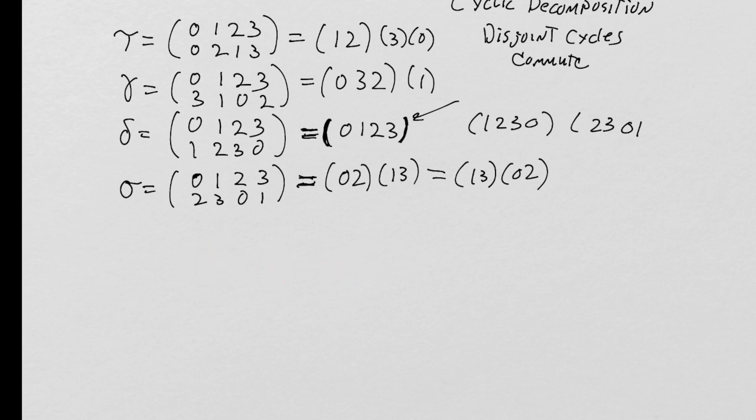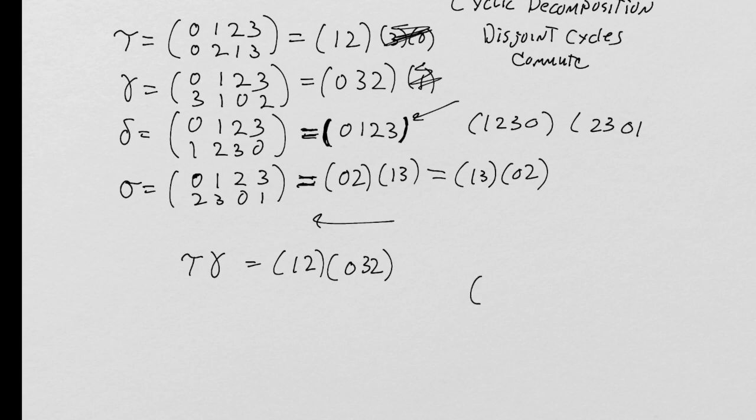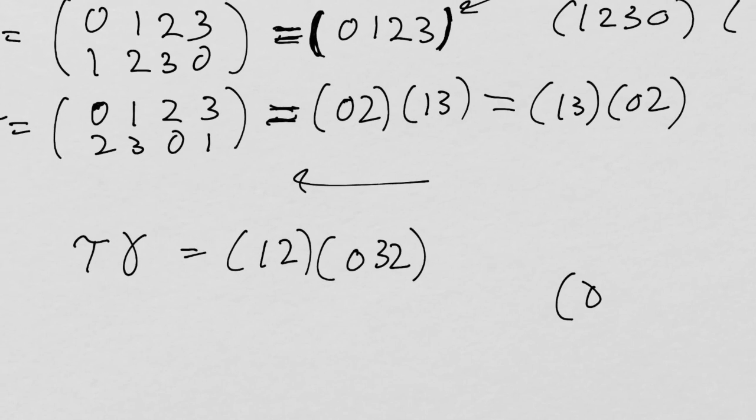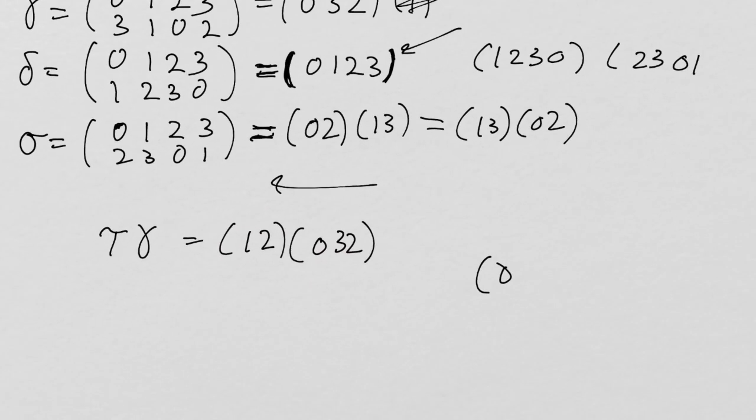And the way we would do that is we would write tau gamma, and we can just put down the cycle structure. We skip the 3 and the 0. We don't need those. And then gamma is 0, 3, 2. We skip the 1. We don't need that. And then we kind of read this way, right? So we can pick a number to start with in the first cycle. We'll start with 0. So we know that 0 goes to 3 in the first cycle, and then it's left alone in the second cycle. So we know that 0 goes to 3.